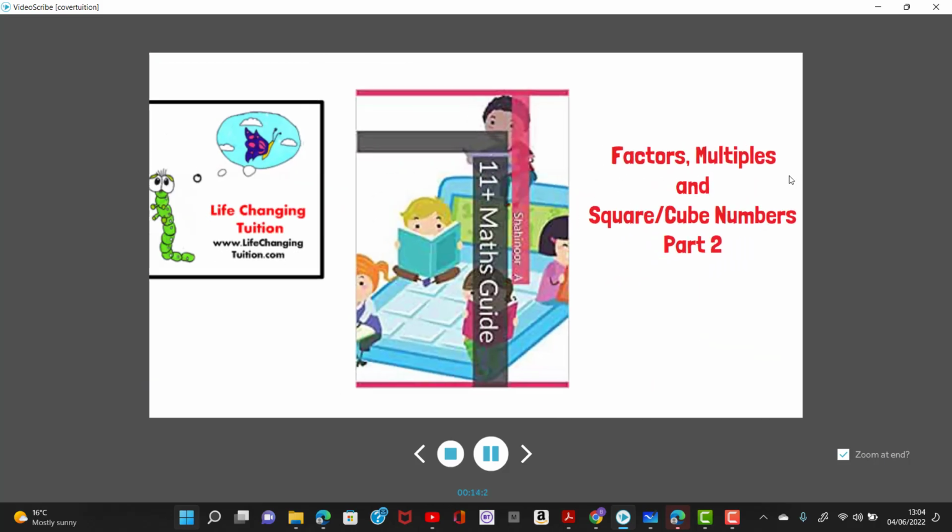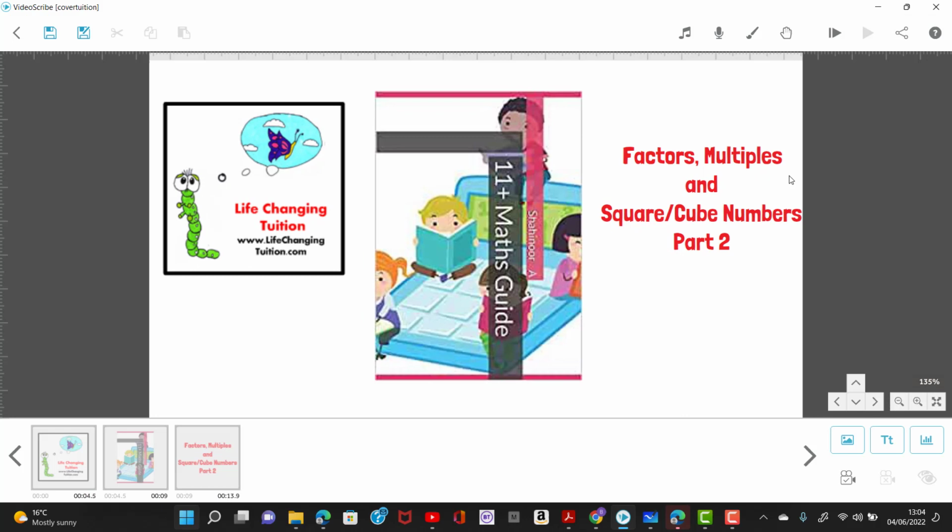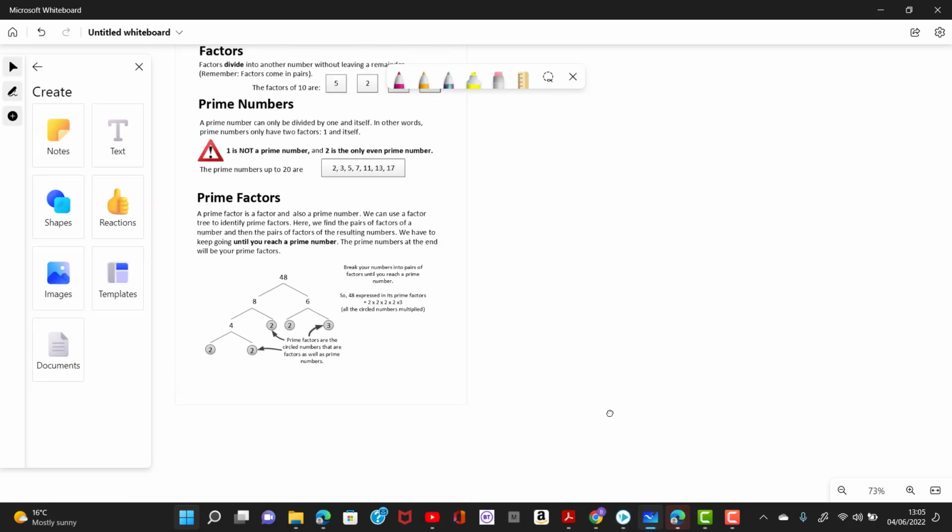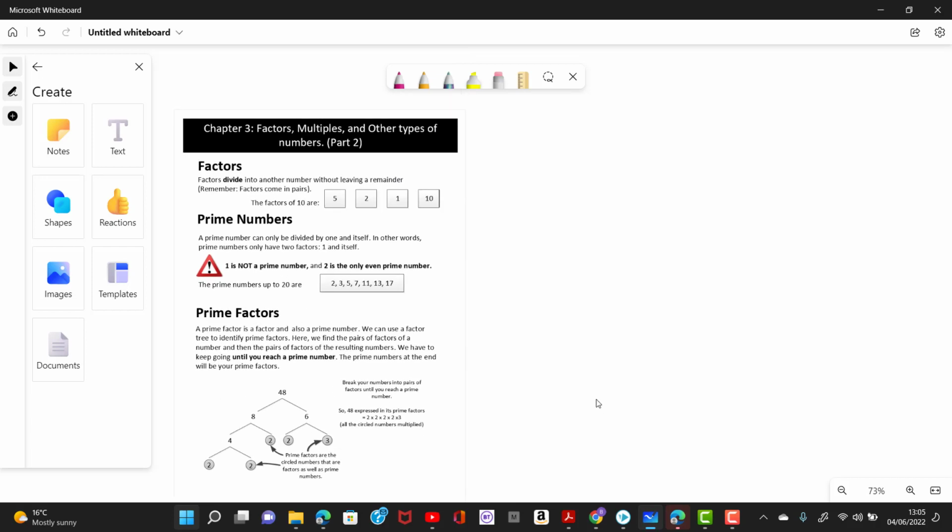Today we're on factors and multiples, numbers, square numbers, part 2. So we're going to be doing factors today. So let's spin up the whiteboard, and we have here factors. So what are factors?